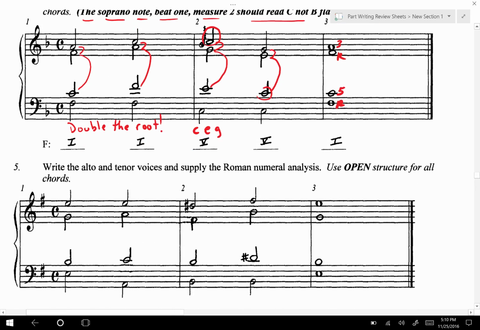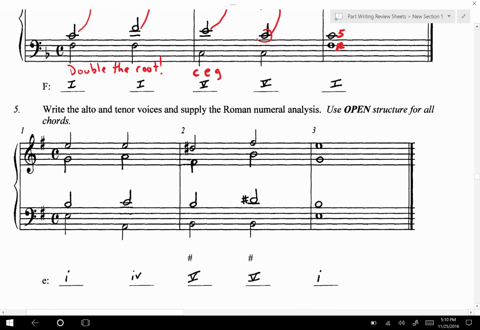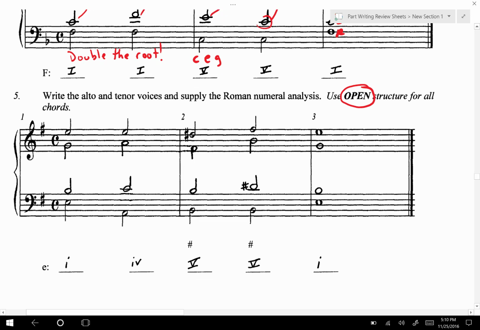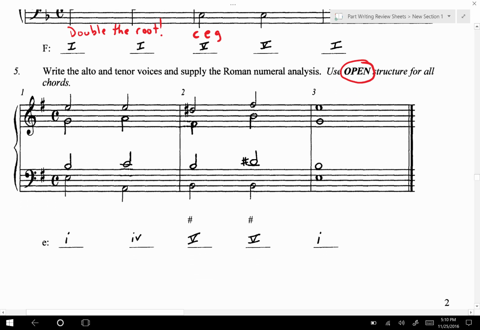Number 5, okay, they want open structure. Okay, and now I'm in the key of E minor. I have an F sharp in the key signature also. And so I can spell my triads, EGB, ACE, BDF. Oops, wait a second. It's got to be D sharp because of the figured bass sign. Another BDF, I should say D sharp, F sharp.